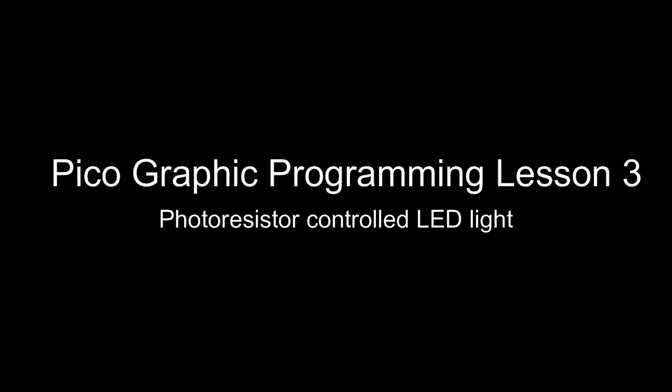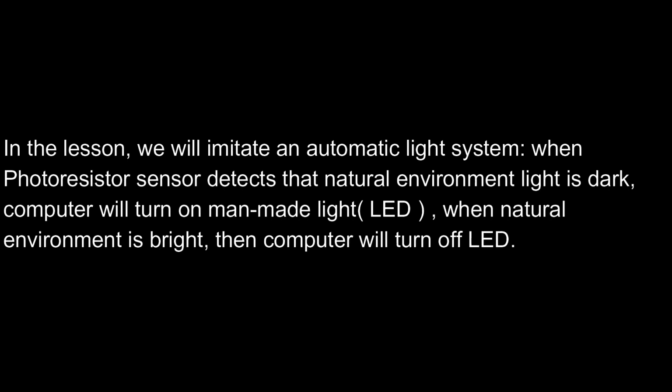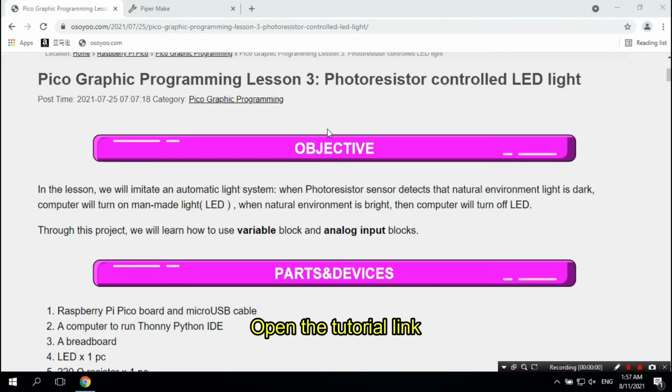Pico Graphic Programming Lesson 3: Photoresistor Controlled LED Light. In the lesson, we will imitate an automatic light system. When the photoresistor sensor detects that the natural environment light is dark, the computer will turn on the man-made light LED. When the natural environment is bright, the computer will turn off the LED. Open the tutorial link.